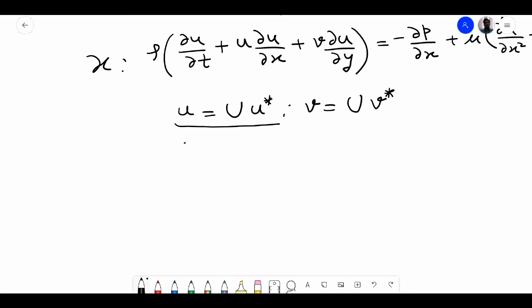But for other variables such as time, x and y, and pressure, we still have to define dimensionless variables corresponding to them. So for time, we'll define some scale. For x, we will define some scale.